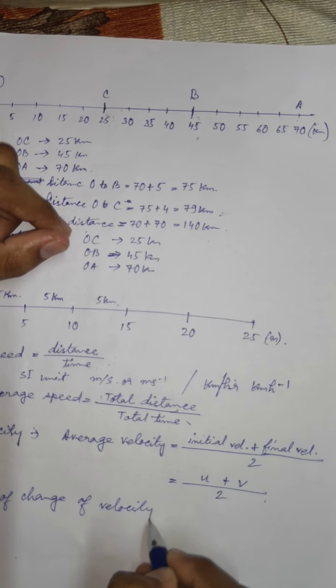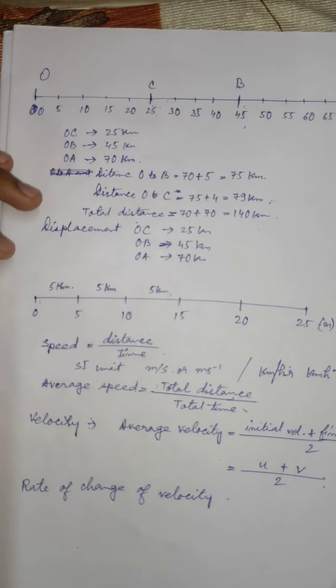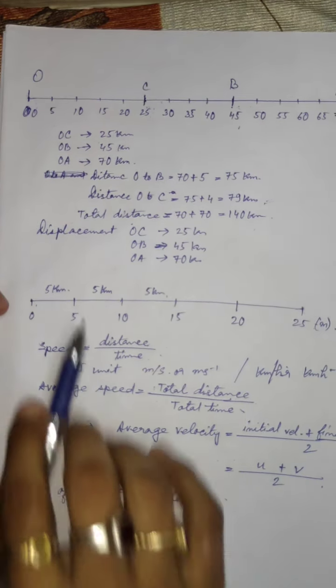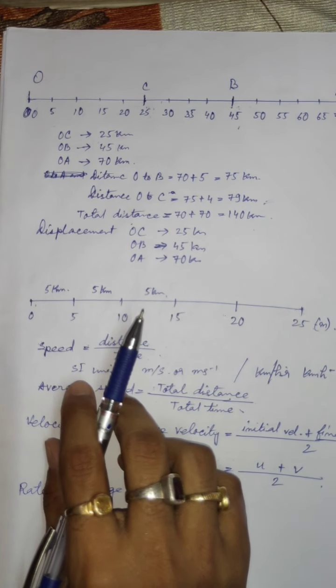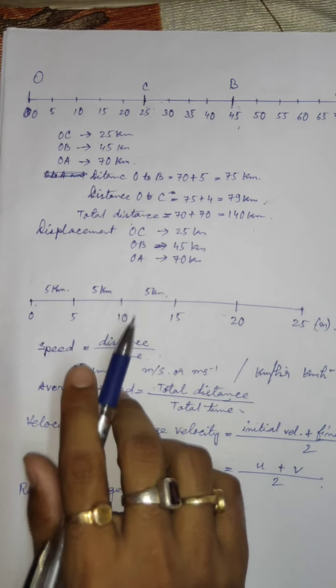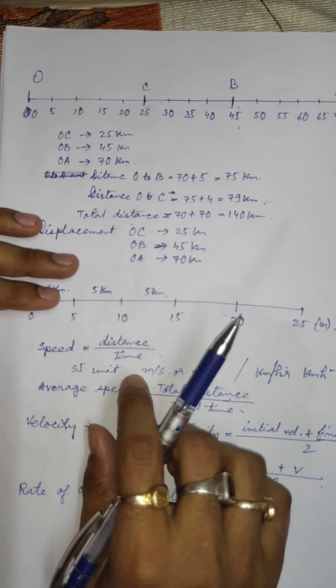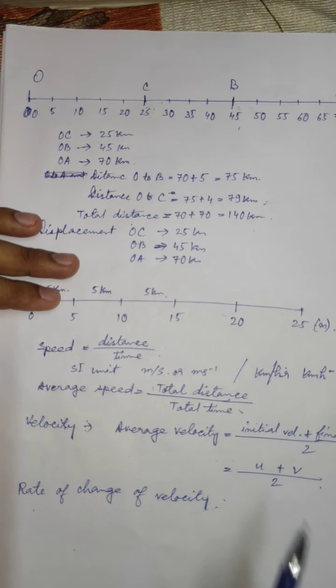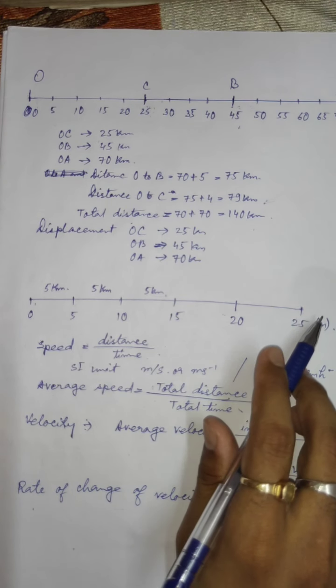So what is the rate of change of velocity? Rate means measuring with respect to time. We have already discussed uniform motion and non-uniform motion. In uniform motion, what happens? The distance remains the same with respect to time, so the velocity will not change. Velocity will remain constant in this case. And we are talking about the change in velocity. So in case of uniform motion, there is no change in velocity.